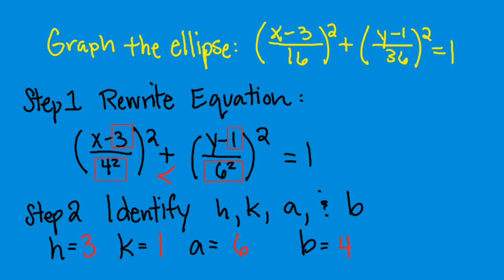Notice that 6 squared is greater than 4 squared. Therefore, this is going to be a vertical ellipse. And our center is at h, k. So we plug in our h and our k. Our center is at 3, 1.